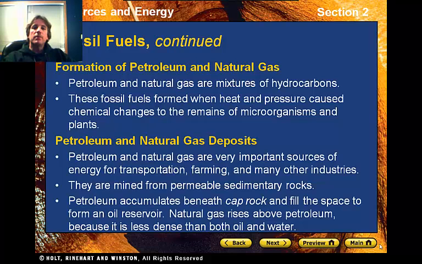We have to find permeable sedimentary rock. Permeable sedimentary rock allows gases and liquids to pass through them. That's what that means. Petroleum accumulates beneath cap rocks and fills the space to form an oil reserve. Natural gas runs above that, so when we go to get one, we usually get the other. Natural gas is less dense than water and oil, so it's always on the top.